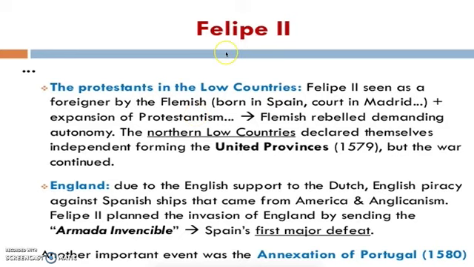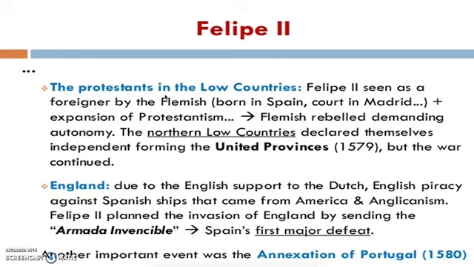The other conflicts that Philip II had during his times were against the Protestants in the Low Countries, against the English people, and with the annexation of Portugal. Against the Protestants in the Low Countries, Philip II was seen as a foreigner, and the Low Countries had an expansion of Lutheranism. This, in the political field, meant that they asked Philip II for more autonomy. Philip II didn't accept, and they started wars, and the conclusion finally was that the Low Countries were divided in half, and the north, the United Provinces, declared themselves independent.